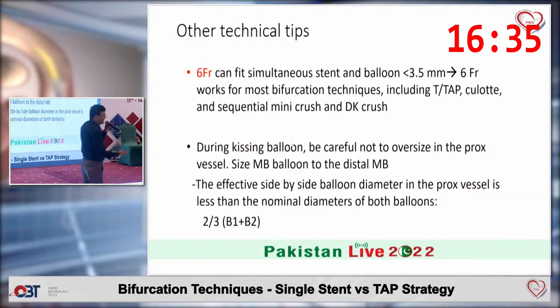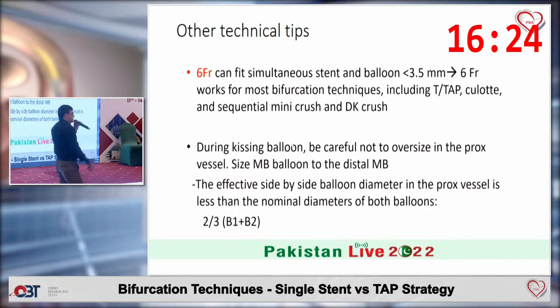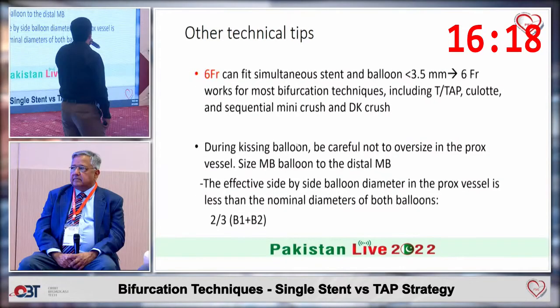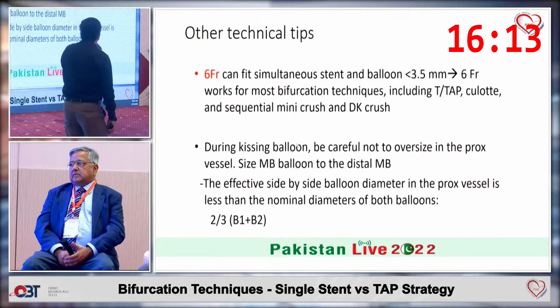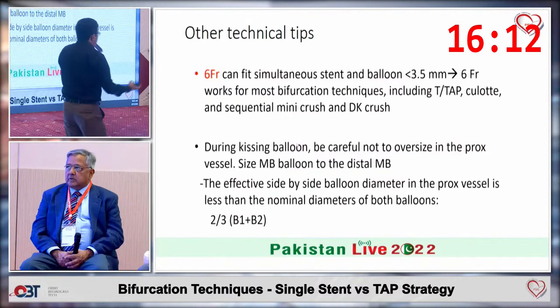And to make your life easier, I think for left main, if you're starting out, you can take a 7 French, otherwise 6 French is good. Thousands of left main, 6 French. 6 French. The Medtronic guide is pretty good. Okay, so 6 French is a better option for non-left main bifurcation lesions, and you can see it will hold the 3.5 millimeter quite well, and it works for most of the bifurcation techniques, including the T, the TAP, the culotte, and sequential mini crush and the DK crush.